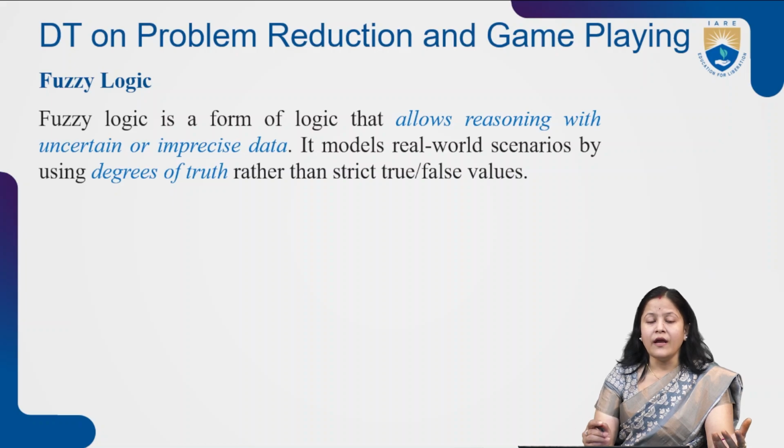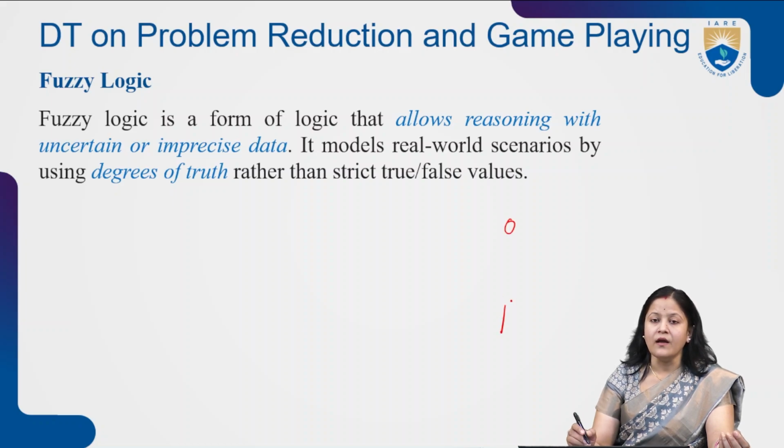So as I told, this fuzzy logic in artificial intelligence can handle uncertain situations, and each uncertain situation can be assigned some value that ranges between 0 to 1. So it may be 0.1 or 0.2 up to 0.9, and maximum it can be 1, not beyond 1 or less than 0.